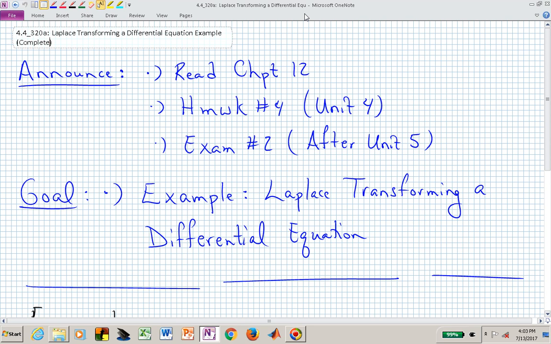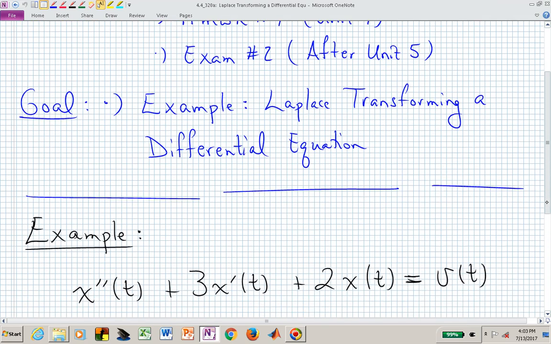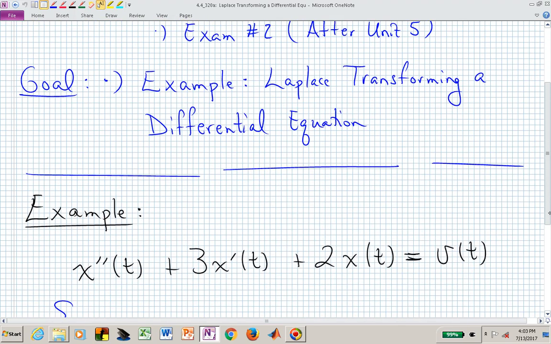We're in Unit 4, and now we've learned a little bit about the definition of the Laplace transform. We've applied it to some basic waveforms, essentially the unit step and a delayed unit step. We've looked at finding what the Laplace transform of an operation of differentiation looks like, and that's now multiplication by s in the frequency domain. Let's see how we can apply that knowledge to Laplace transform a differential equation.